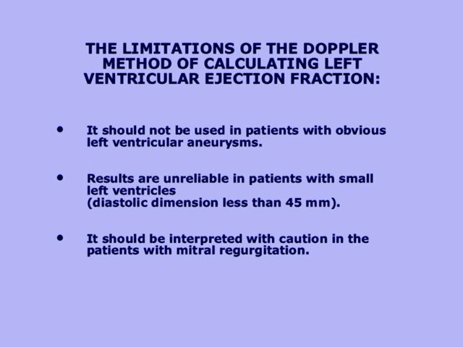In patients with obvious left ventricular aneurysms, the distortion in left ventricular geometry remains in systole and diastole. Therefore, the Teicholz formula is not a reliable method for calculating left ventricular diastolic volume in such patients. One of the limitations of this method is unreliable results in patients with small left ventricles, or when the diastolic dimension is less than 45 millimeters. This is of no significance in the case of smaller ventricles, since ejection fractions in these cases are invariably normal and the Doppler method consistently provides an overestimation which is of little clinical relevance. In patients with mitral regurgitation, results with the Doppler method should be interpreted with caution because, conceptually, the Doppler method is not applicable in patients with significant mitral regurgitation.